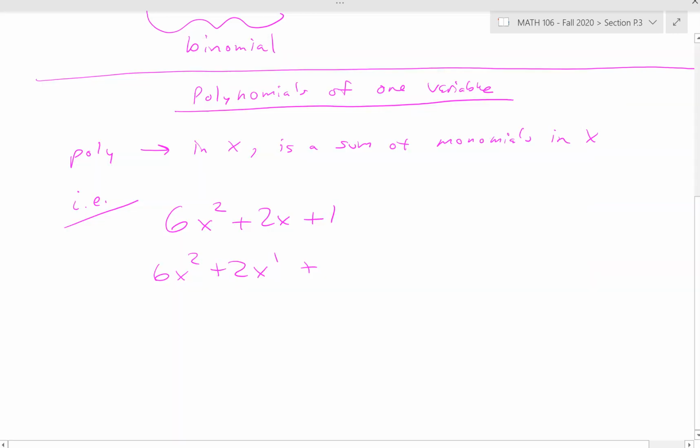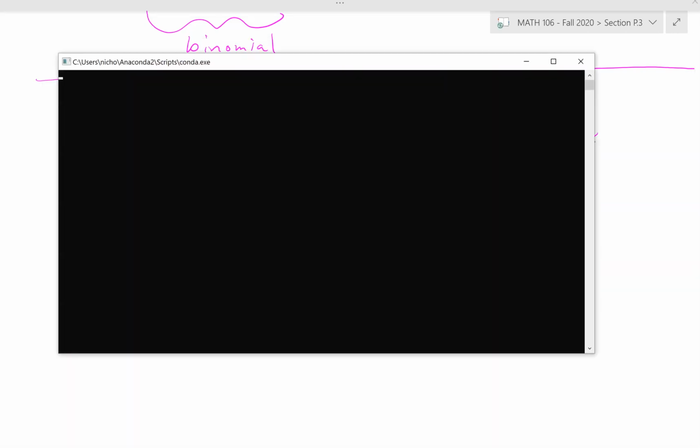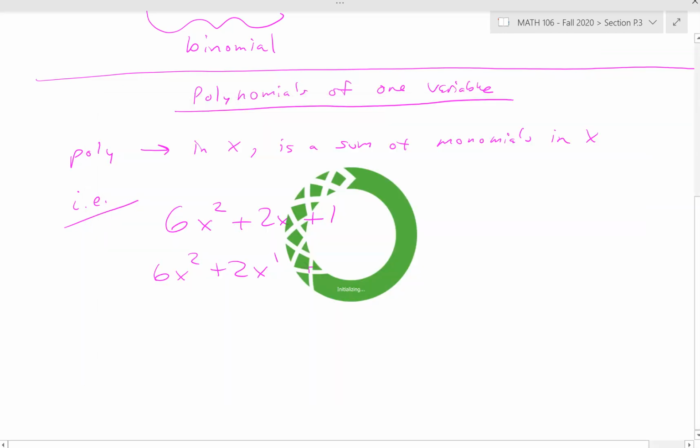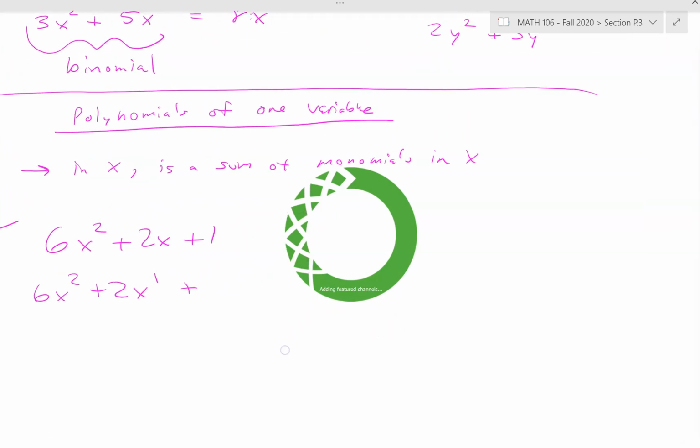Are you okay with, I must have bumped something. Oh, yep. One of my programming things is opening. Okay. Oh, and of course it's blocking my, all right.